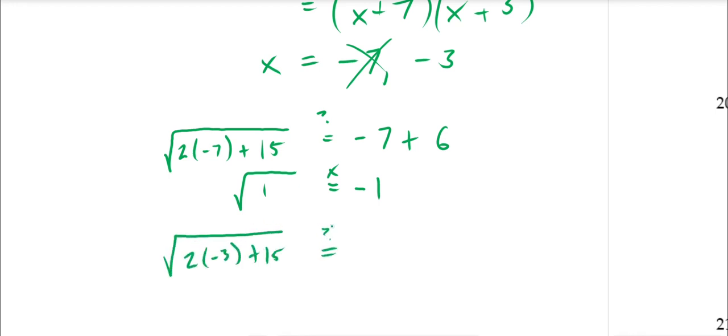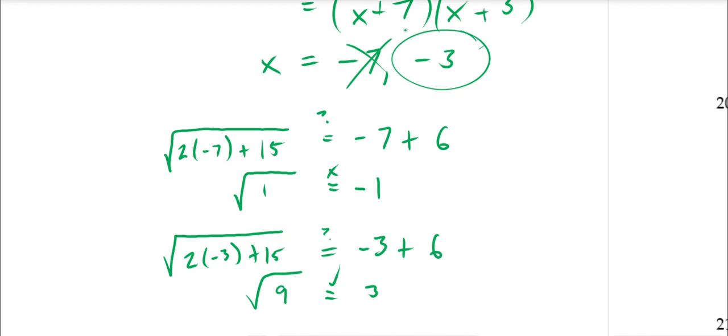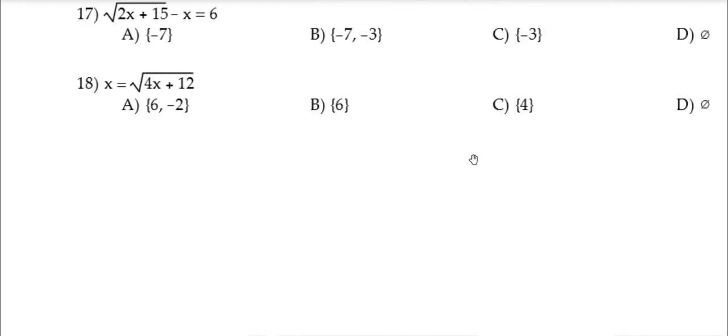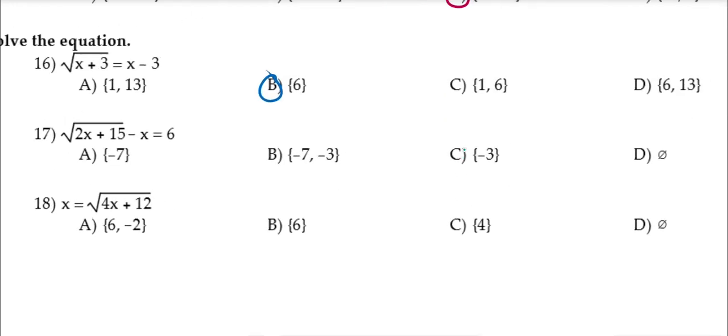Is that equal to negative 3 plus 6? And here we can see we're in luck. This is going to give us a positive 3 on this side. And over on the other side, we're going to wind up with negative 6 plus 15. That's positive 9. So yes, we do in fact get a correspondence here. And minus 3 will be one of our answers. So the answer corresponding to just a minus 3 is what we're going to want for 17.